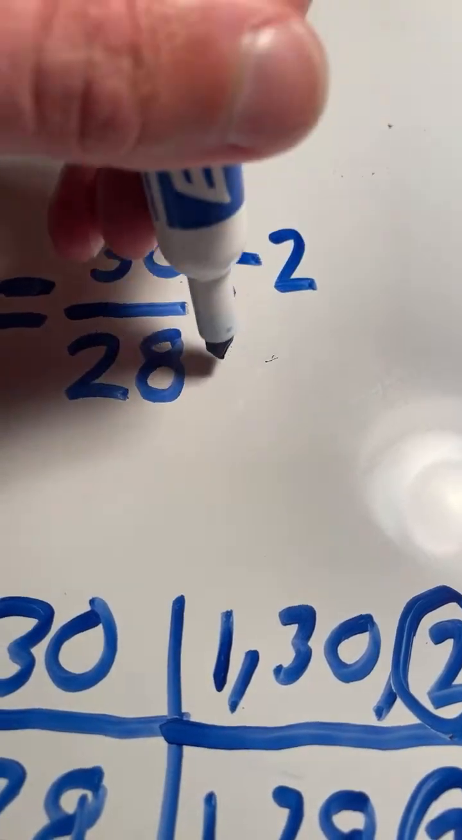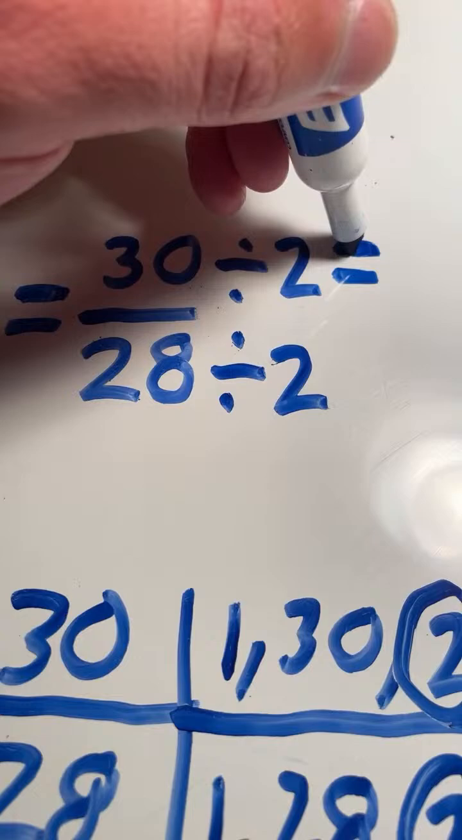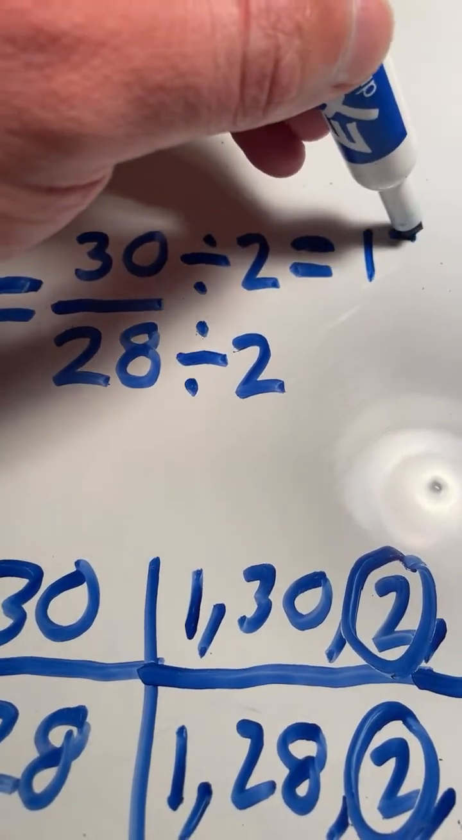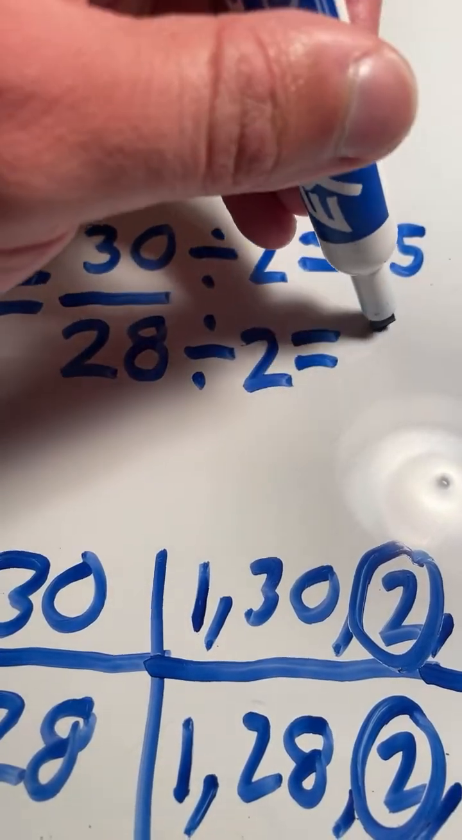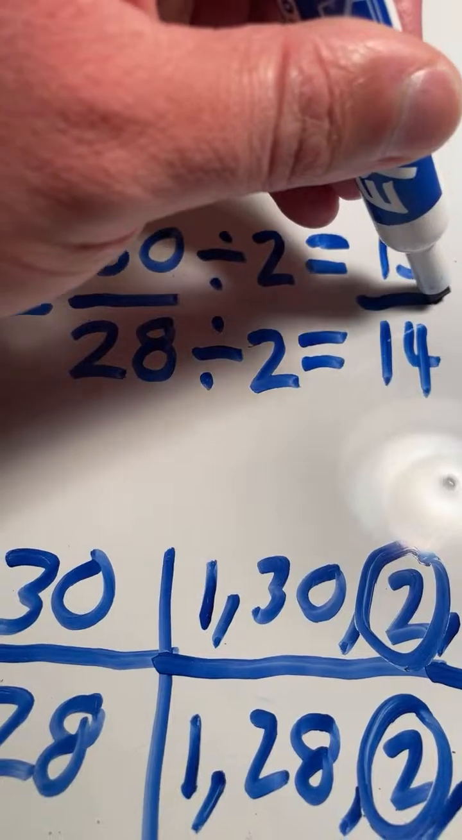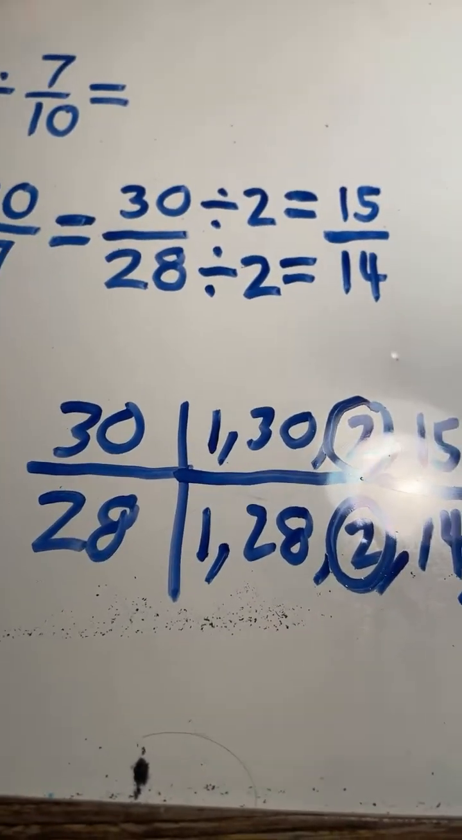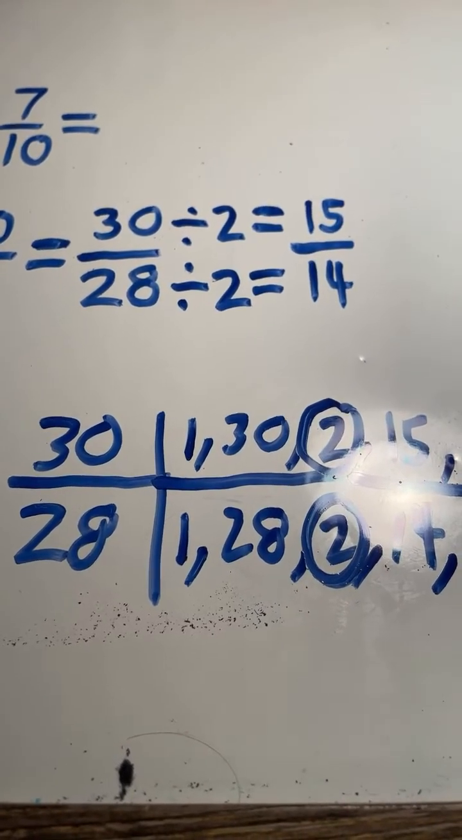So 30 divided by 2, 28 divided by 2. 30 divided by 2 equals 15. 28 divided by 2 equals 14. So we have our final answer, 30/28 reduced to lowest terms equals 15/14.